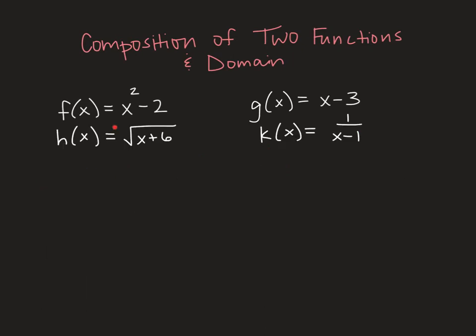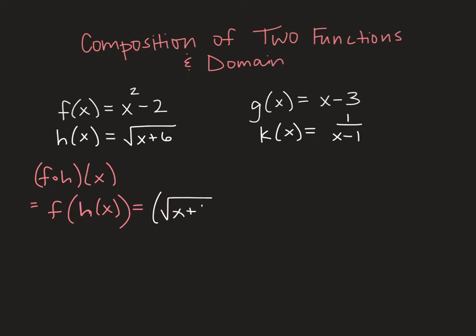I've now introduced two new functions, h of x and k of x. The next composition that we will take a look at is f of h of x. And of course that means plug in h of x into f of x. So I'm going to write out f of x up here and then plug in h. So I'm going to insert the square root of x plus 6 into here. So we'll have the square root of x plus 6, and that ends up getting squared because it's x squared, and then we have a minus 2.